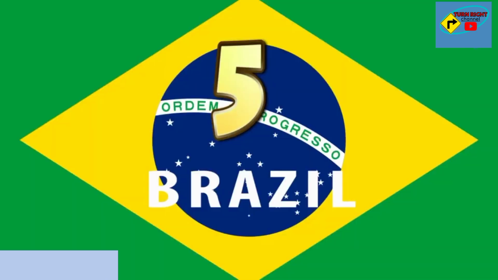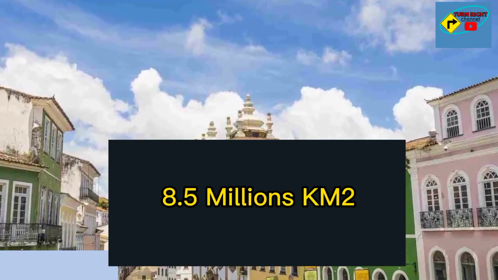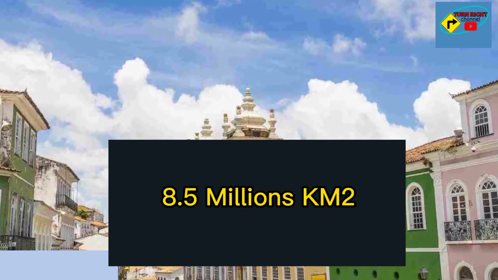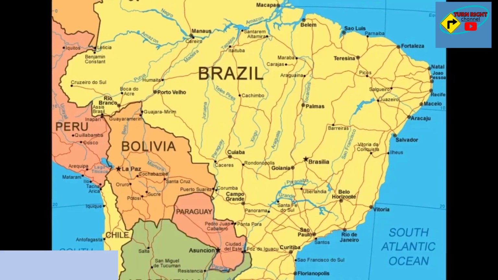5. Brazil. Brazil has an area of 8.5 million kilometers square. This country is located on the South American continent.